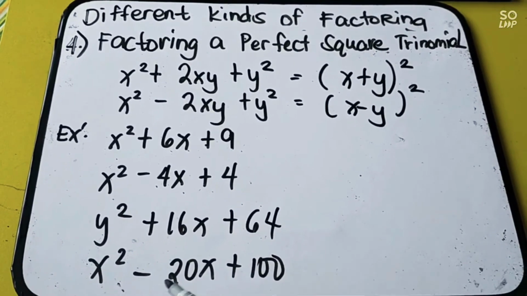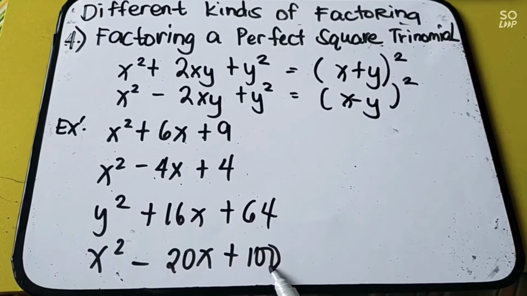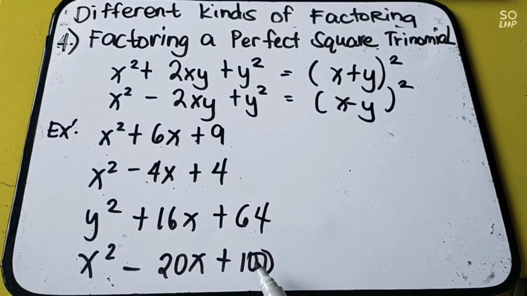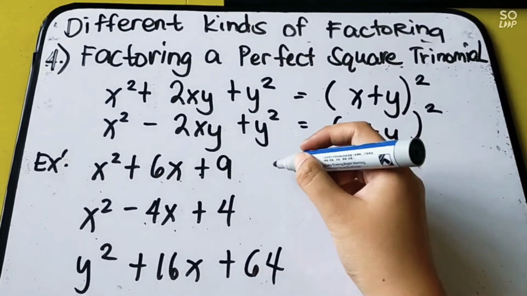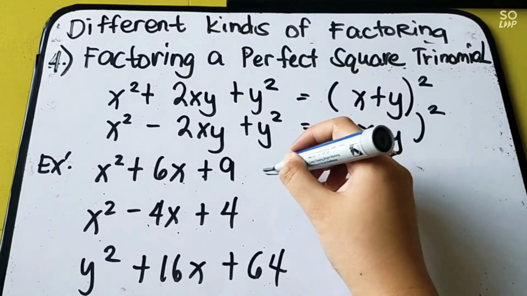Tama ulit. Then, this one, 100. Square root ni 100 ay 10. When you multiply 10 into 2, the answer is 20. Okay? So, yun lang yan. So, let us find the factors now.